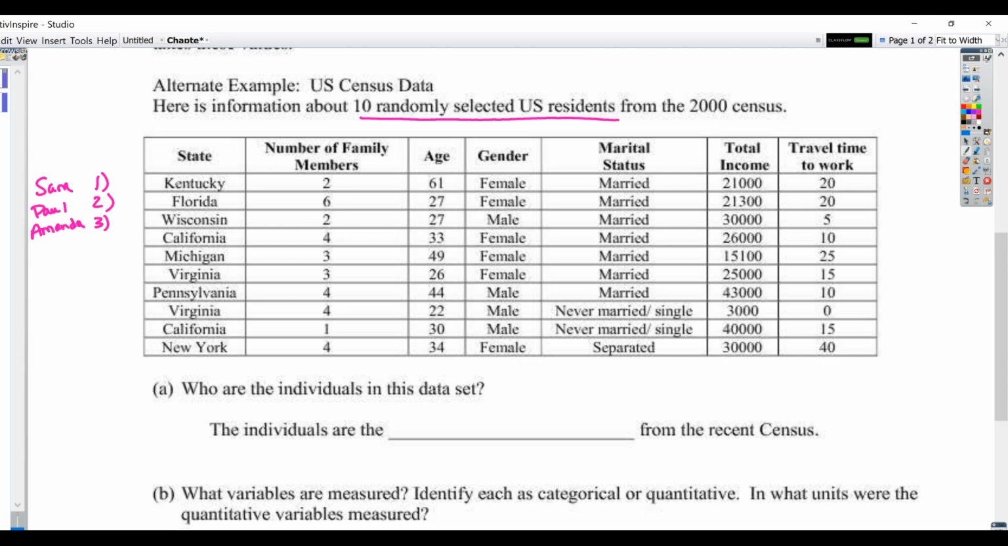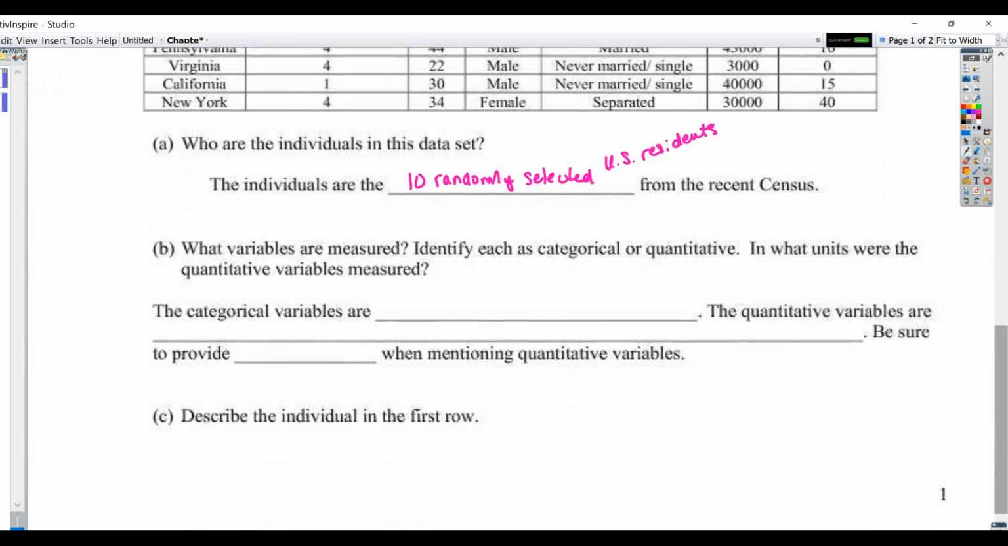So who are the individuals in this data set? And that would be the 10 randomly selected U.S. residents from the recent census. So that probably makes sense to you guys. So what variables are being measured? Identify each as categorical or quantitative. In what units were the quantitative variables measured? So the categorical variables here are going to be state, gender, and marital status.